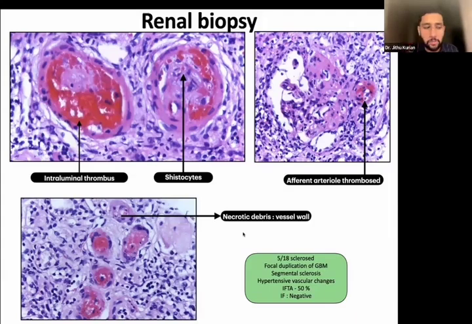The glomerular capillaries were relatively spared. The blood vessels had lots of thrombi within them. And about 5 out of the 18 glomeruli were sclerosed. There was duplication of the GBM, segmental sclerosis, and IFTA was about 50%.